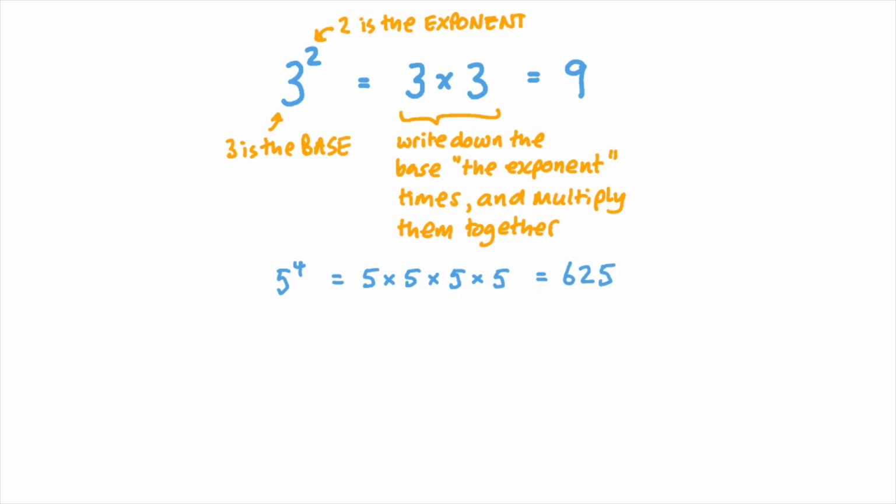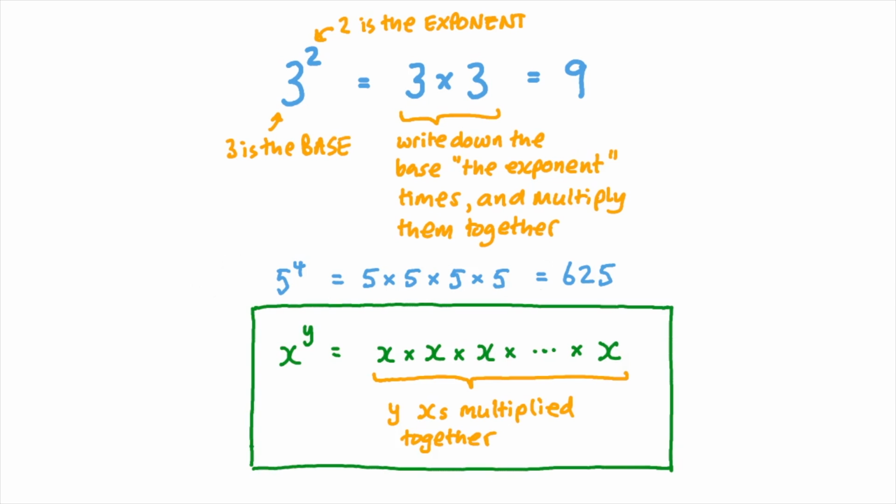5 to the power of 4, or 5 with an exponent of 4, means that we write down 4 5's on the page and multiply them all together. 5 to the power of 4 is equal to 5 times 5 times 5 times 5, which is equal to 625. And we can generalise that. X to the power of y means we write down y x's on the page and multiply them all together.